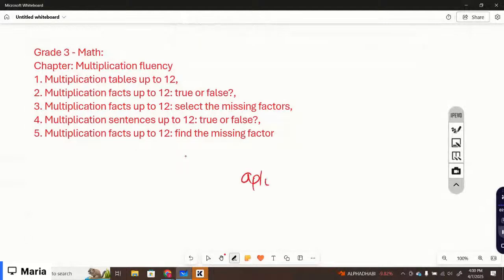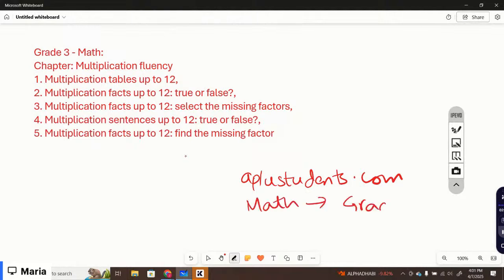You can find all the lessons on the platform. You have to log in there using your email address and the password provided by the state. Then you have to select math from the subject tab. Scroll down to grade 3 math and then click on view all lessons. There you can find a list of the chapters.